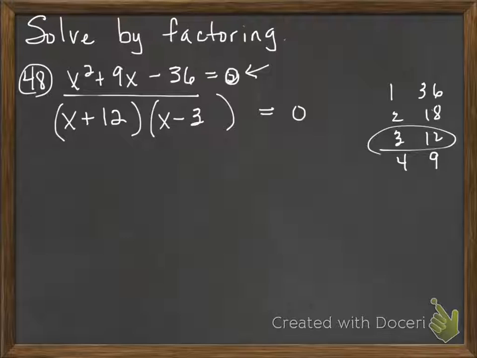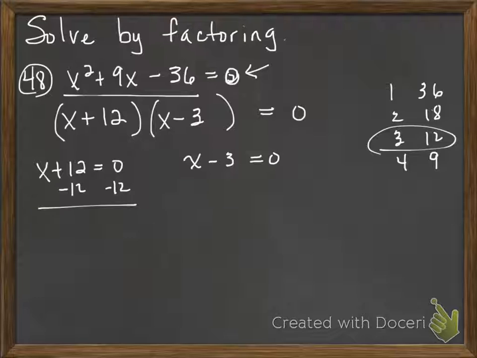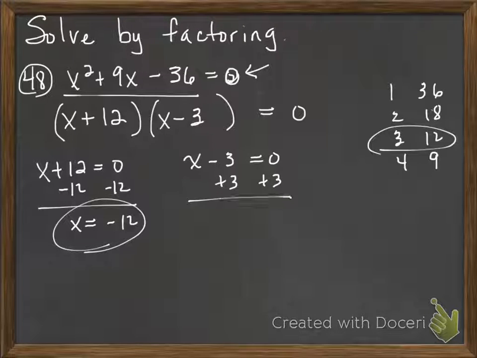Once I have factored correctly, then I have a rule that's called the zero product principle, and it says if two things multiply to be 0, then those two things could actually be equal to 0. So you set your first factor equal to 0, you set your second factor equal to 0, and then you solve those two little equations to get your solutions. So we end up with a negative 12 for one of our solutions, and we end up with a positive 3. Negative 12, positive 3.